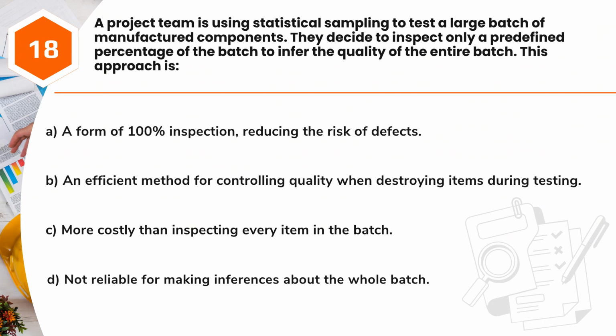Question 18. A project team is using statistical sampling to test a large batch of manufactured components. They decide to inspect only a predefined percentage of the batch to infer the quality of the entire batch. This approach is A. A form of 100% inspection, reducing the risk of defects. B. An efficient method for controlling quality when destroying items during testing. C. More costly than inspecting every item in the batch. D. Not reliable for making inferences about the whole batch.